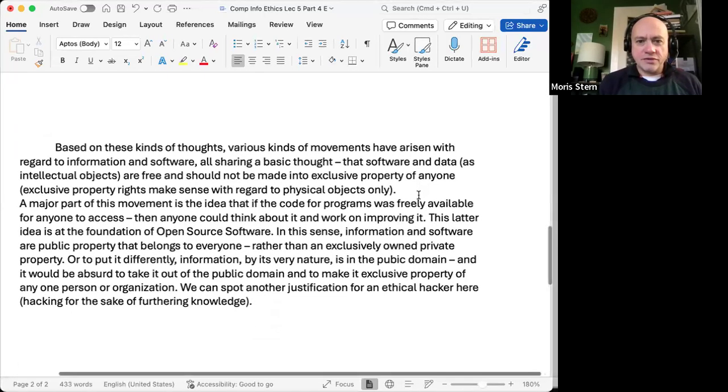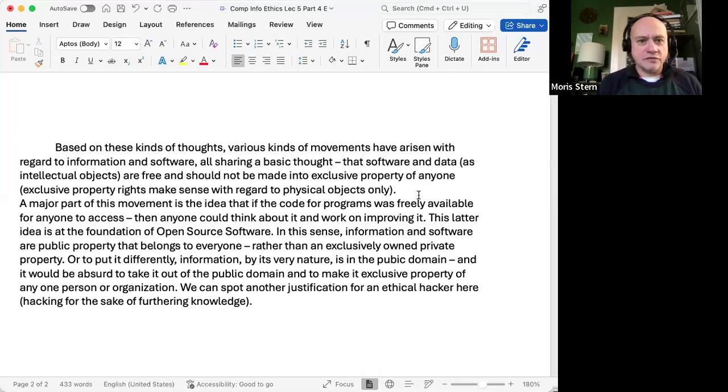Based on these kinds of thoughts, various kinds of movements have arisen with regard to information and software, all sharing a basic thought that software and data as intellectual objects are free and should not be made into exclusive property of anyone. Exclusive property rights make sense with regard to physical objects only. A major part of this movement is the idea that if the code for programs was freely available for anyone to access, then anyone could think about it and work on improving it. This latter idea is at the foundation of open source software.